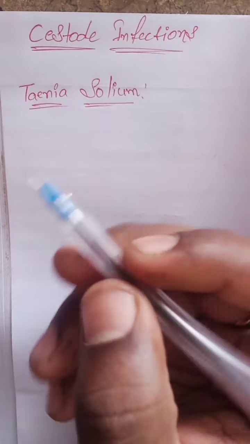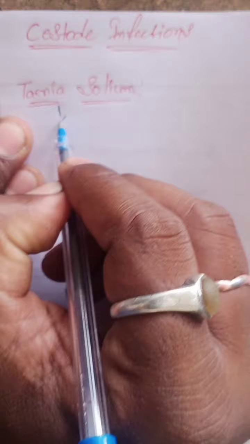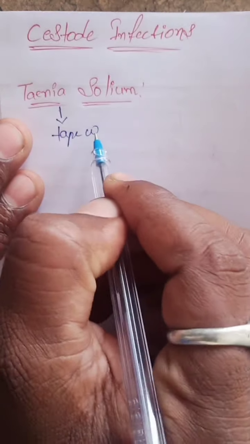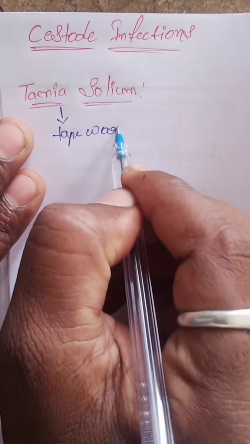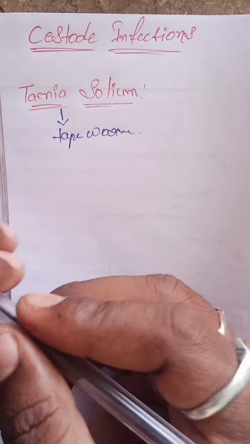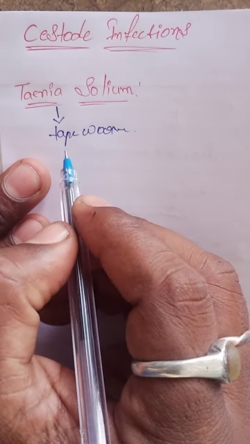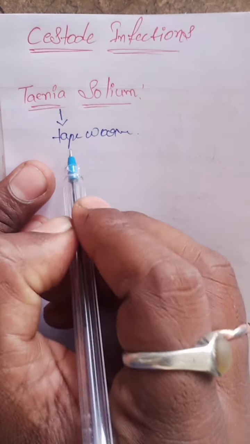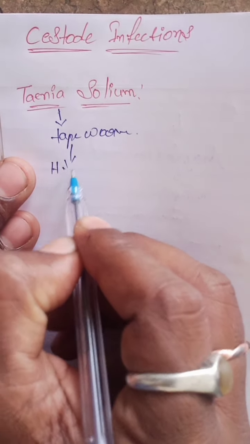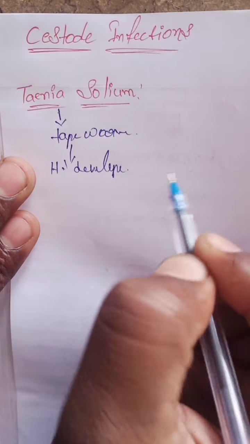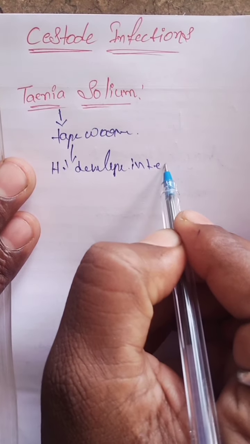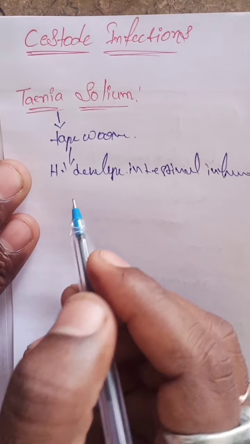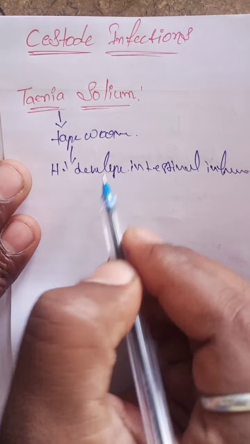Taenia solium is a tapeworm. Humans develop intestinal infections with the adult worms through ingestion of contaminated food.